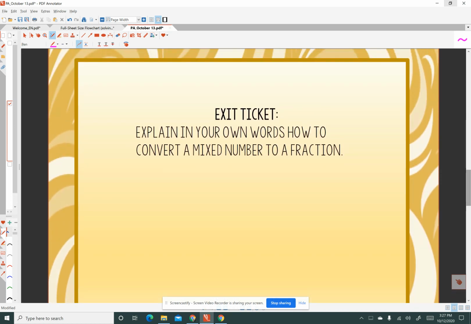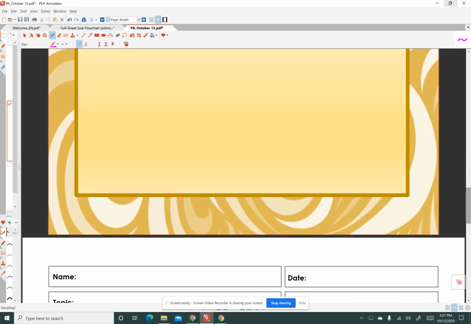Okay, our exit ticket at the end of our lesson will be to explain in your own words. Your own words, okay? We're not going to just copy, we're going to think this one through. How to convert a mixed number to a fraction. So let's take a look at today's work.